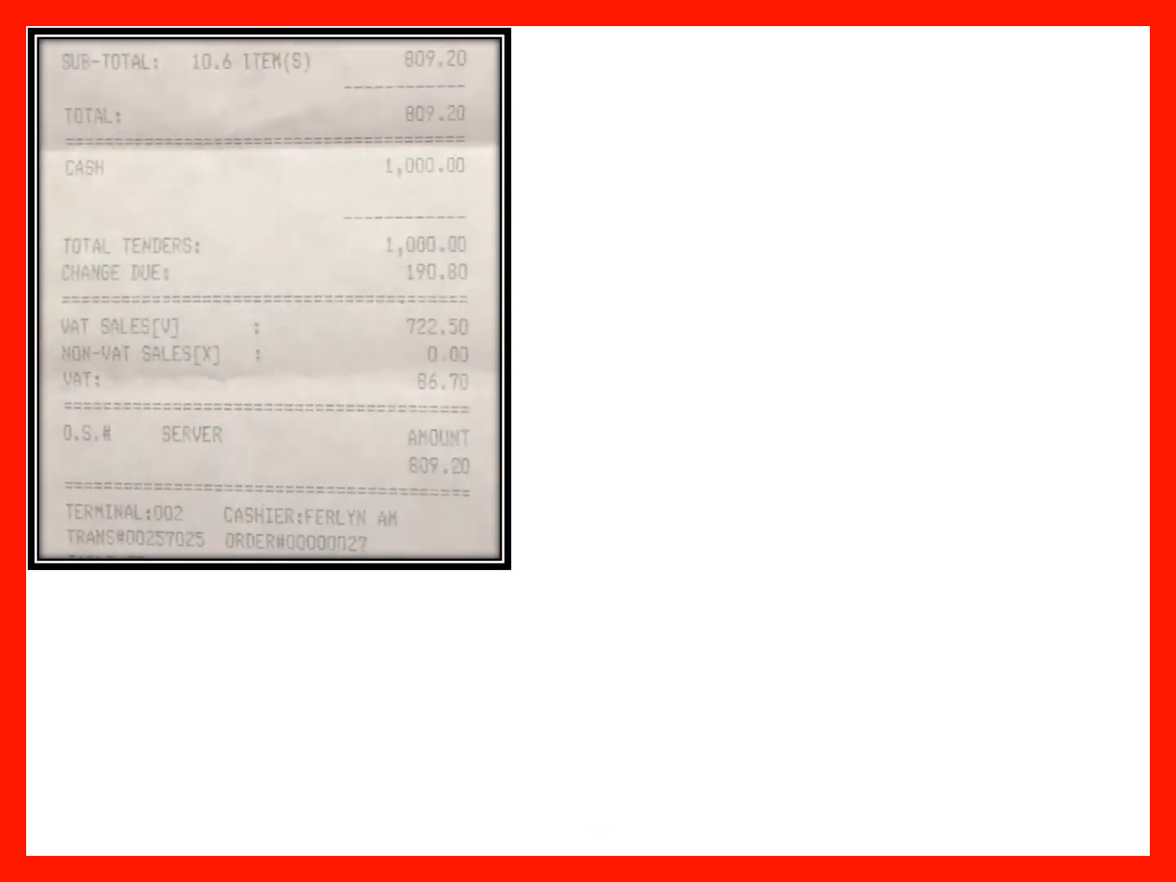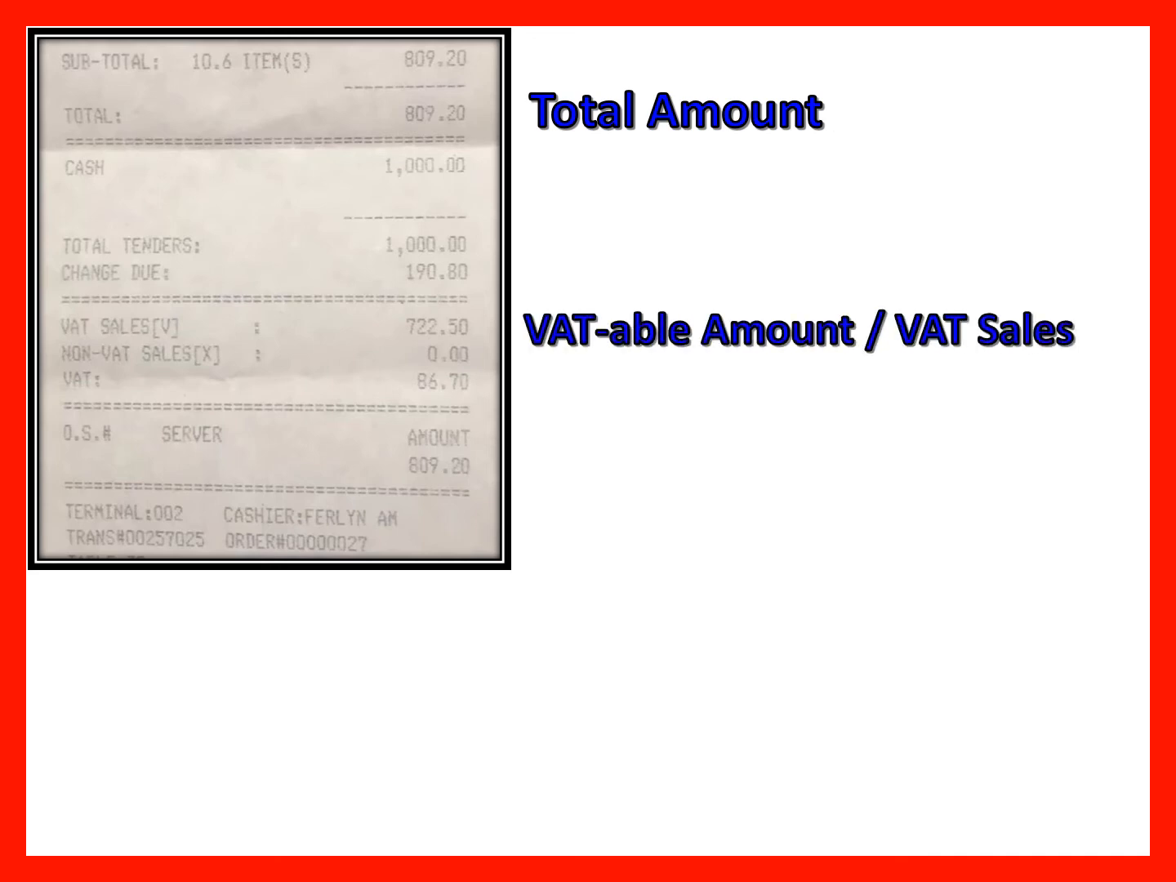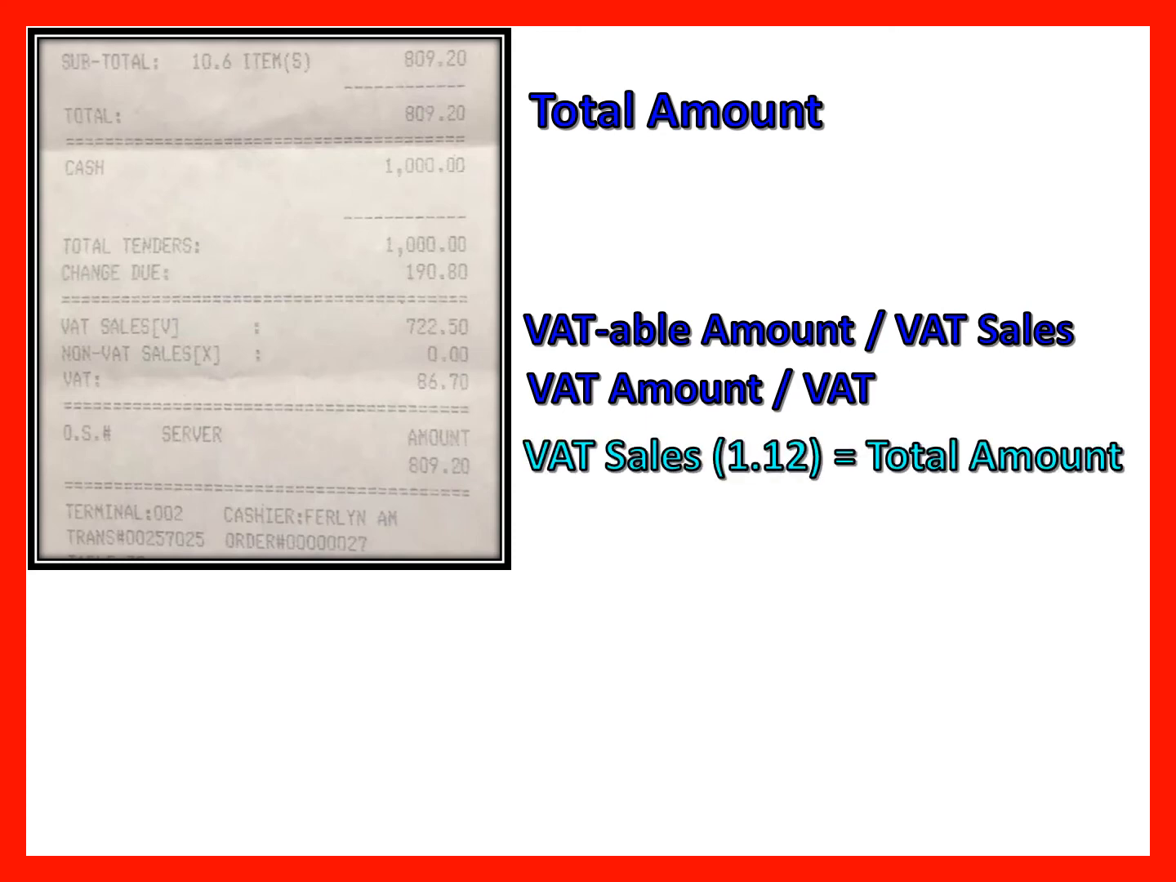So from the same receipt, again, this is our total amount. This is our VATable amount, or the VAT sales in this receipt. And then this is our VAT amount, or the value added tax. From our previous formula that I want you to remember, that is the VAT sales multiplied by 1 and 12 hundredths equals the total amount, we can manipulate this formula to arrive at the other formula. Okay, so by dividing both sides by 1 and 12 hundredths.